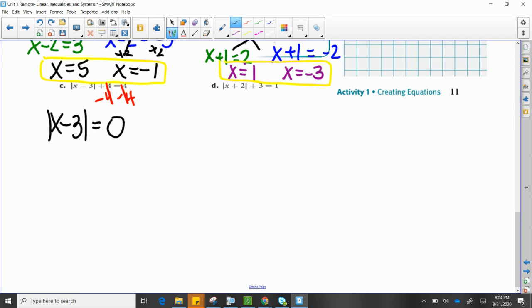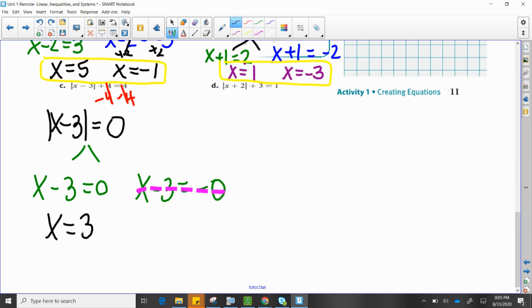Now, normally for this one, we would split it into the two equations. So I'd have x minus 3 is equal to positive 0, x minus 3 is equal to negative 0. But for 0, that really doesn't make sense, right? We don't actually have something called negative 0. So this is the only time where you're going to get one solution, is if your right side is 0. Because there's no positive and negative 0. 0 is just 0. So in this case, I only get one solution, and that answer is 3.